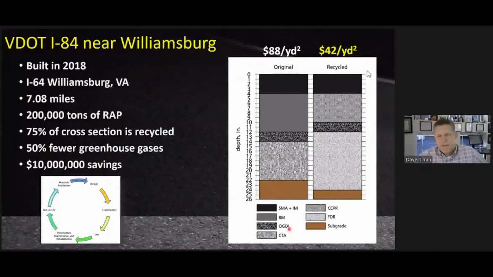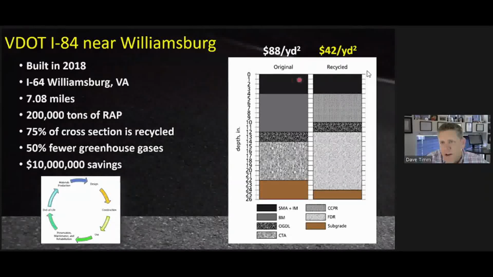So the epilogue on this particular experiment is VDOT is moving full steam ahead with using CCPR on their network. And a good example of it is I-84 near Williamsburg. It was built in 2018, about a 7-mile section. They used 200,000 tons of RAP on this section.